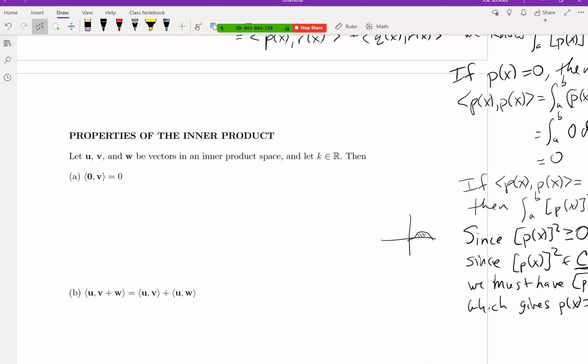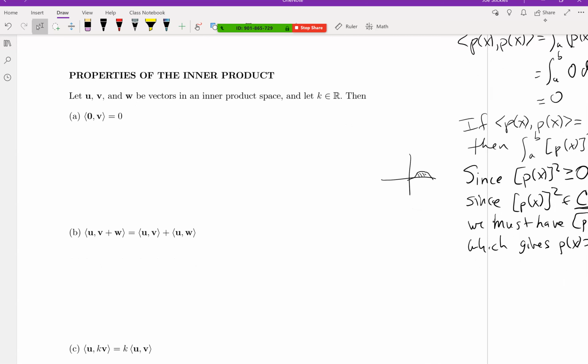All right. Well, let's talk about some properties of the inner product, and let's just see if we can prove a couple of these. So we'll start with 3 vectors in an inner product space and see if we can verify these different properties that must pop up. So this one first says that if you take the 0 vector and do the inner product with any other vector, you must get the number 0. This is not too huge of a surprise, but let's see why this has to be true.